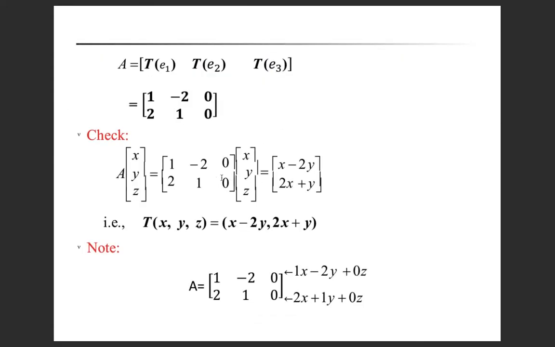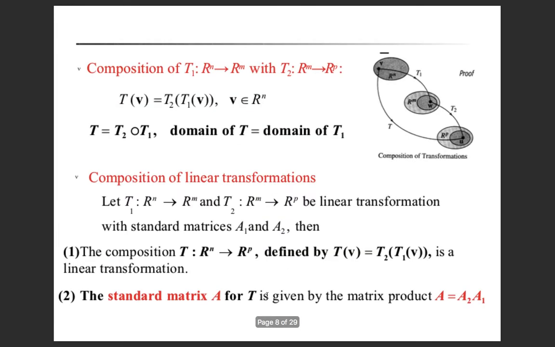So here, when we are given a usual basis, then we can also directly write the standard matrix, because here the given components are x minus 2y and 2x plus y. The coefficient of x is 1, the coefficient of y is minus 2, and we don't have z here, so the coefficient of z is 0. So (1, minus 2, 0). And in 2x plus y, the coefficient of x is 2, of y is 1, of z is 0. So (2, 1, 0). So in case of the usual basis, we can directly write the standard matrix.